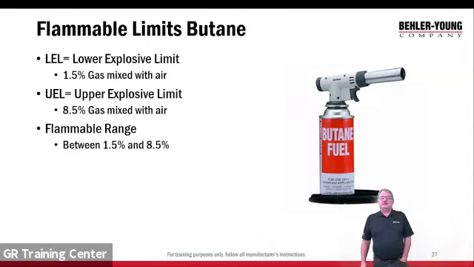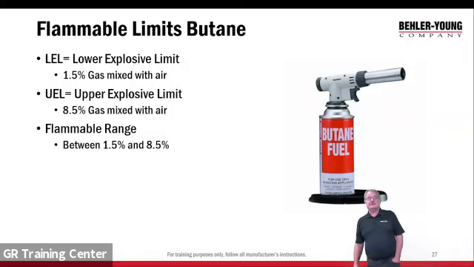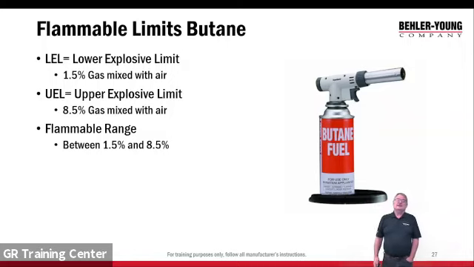Okay, butane. I bring up butane because we can relate to it. Think of a cigarette lighter, which uses butane. Believe it or not, we're starting to use butane as a refrigerant in some very small refrigerators. But butane is a little more dangerous to use because the lower explosive limit is lower. The lower explosive limit is only 1.5%, and the upper is 8.5%. So the flammability range is between 1.5 and 8.5%.